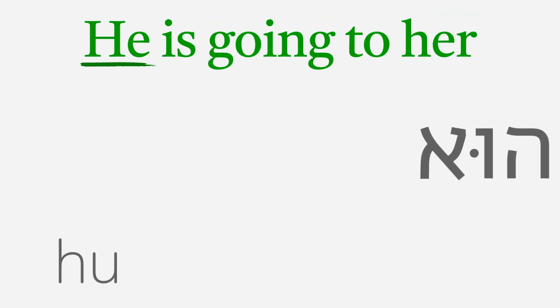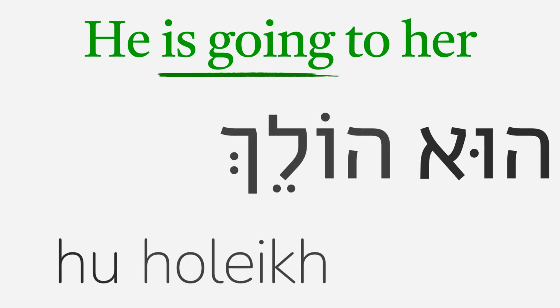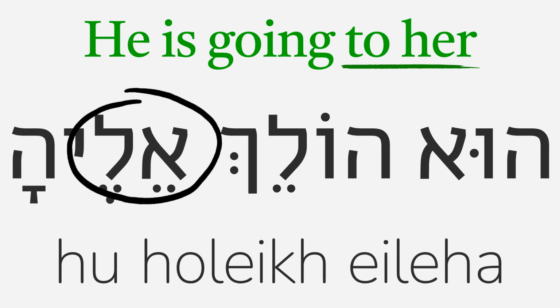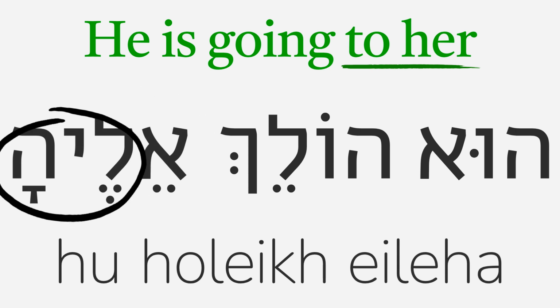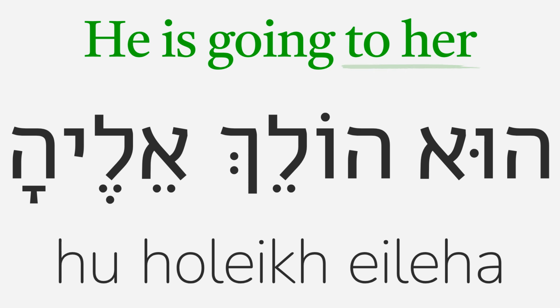Let's say he is going to her. He is hu, and is going will be the masculine singular holech. To her will be the preposition el, to, with the suffix ea, her: elea, to her. Hu holech elea. He is going to her.